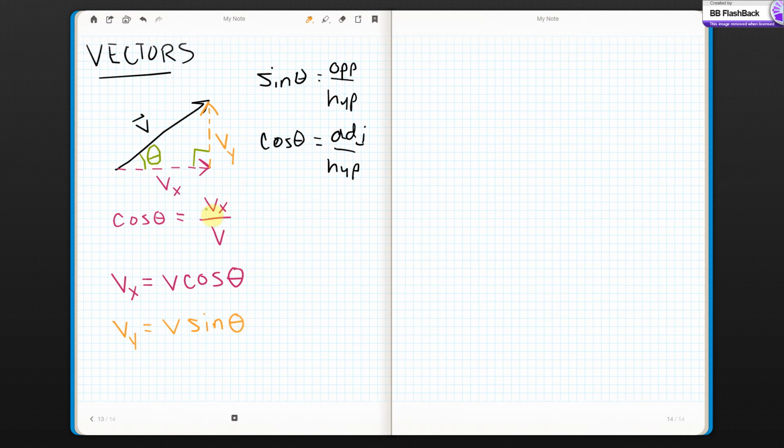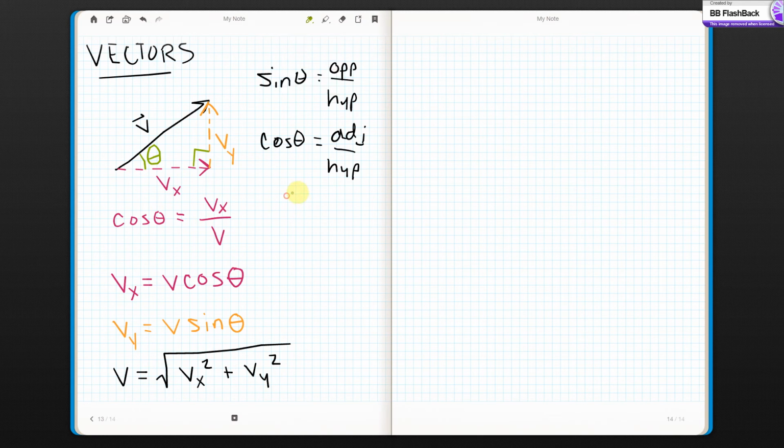Now notice this also means that the vector itself, if I had the components already, I have a right triangle and I can use the Pythagorean theorem to find the magnitude of the vector if I had its components. So I could also say that v equals the square root of, well, a squared would be like vx squared, and b squared would be like vy squared. So like that.